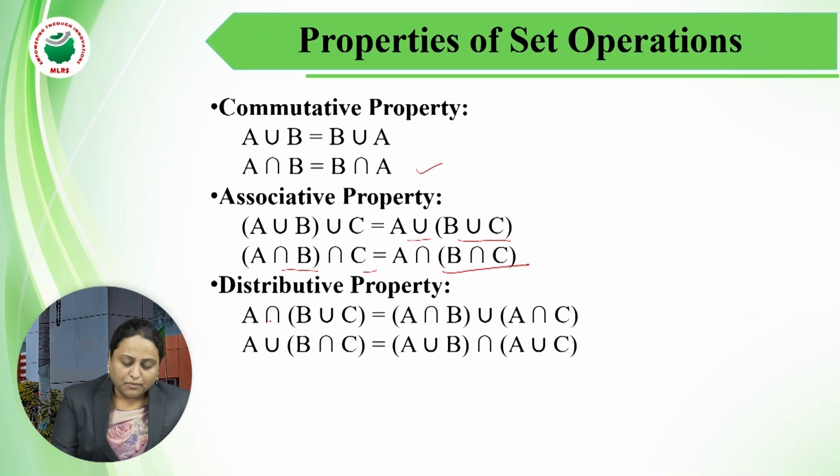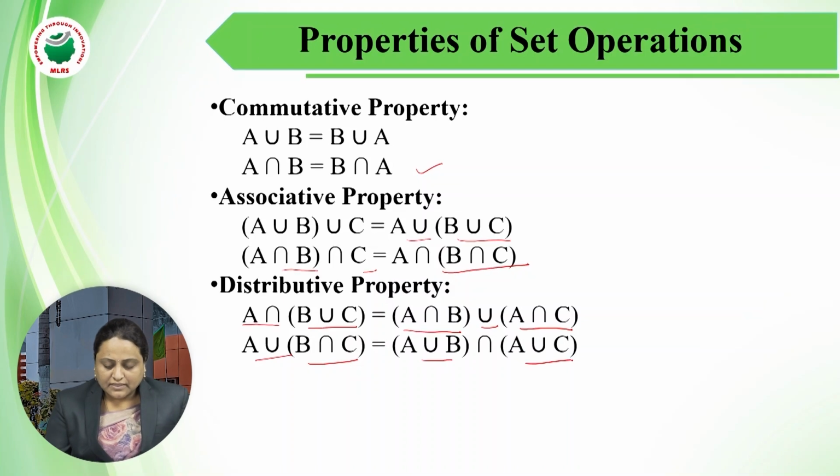That is when both intersection and union are applied. A intersection, B union C, is equal to A intersection B, union A intersection C. Similarly, A union, B intersection C, can be written as A union B, intersection A union C. So whenever you want to represent an equivalent statement for sets, you can use these properties. These are the main properties: commutative, associative and distributive.